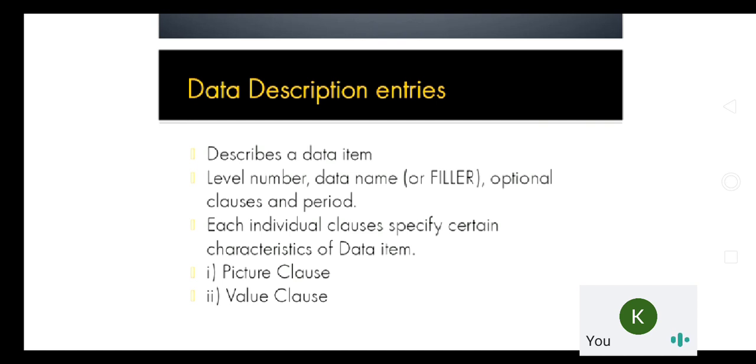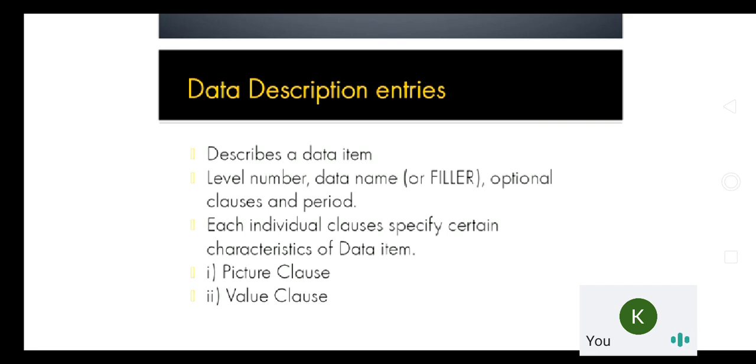So this consists of a level number, then a data name, then some more optional clauses, and then a period. Okay, so you see here, instead of data name, in brackets we have specified FILLER. Sometimes without specifying any data name, just by using this FILLER clause we specify some values actually. So these are some of the components that we have, and then we have some clauses which specify certain characteristics of a data item.